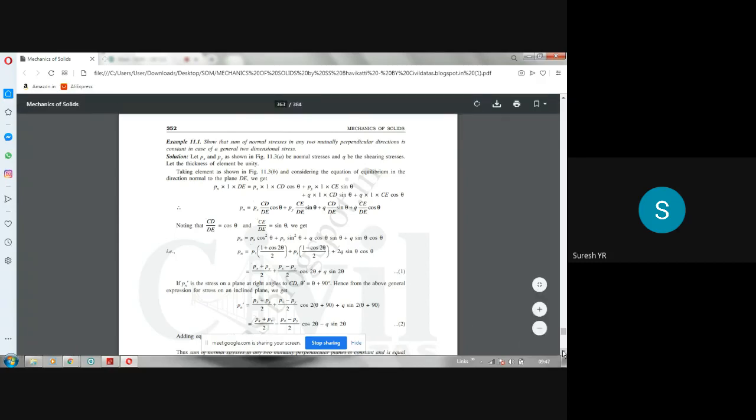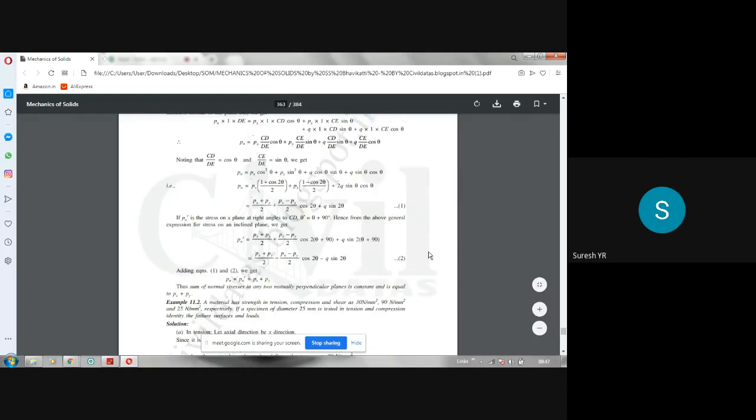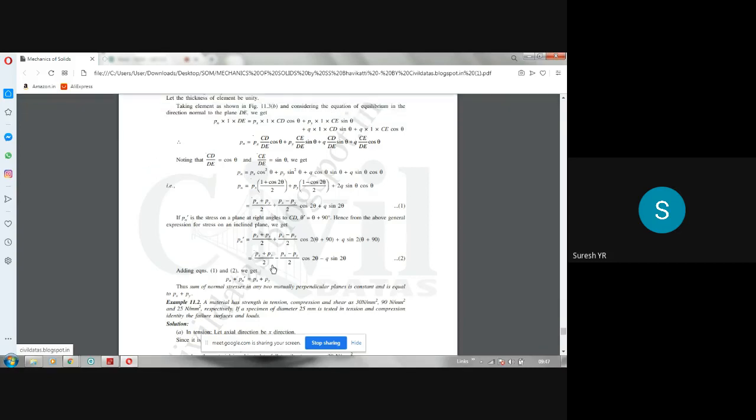This is the expression for the normal stress on a plane which is at right angles to the theta plane. Then you add these two. The sum of the normal stresses, Pn plus Pn dash. What will you get? This is plus, this is minus, it cancels. This is plus, this is minus, it cancels. Only Px plus Py remains: (Px plus Py) divided by 2 plus (Px plus Py) divided by 2, which becomes Px plus Py.